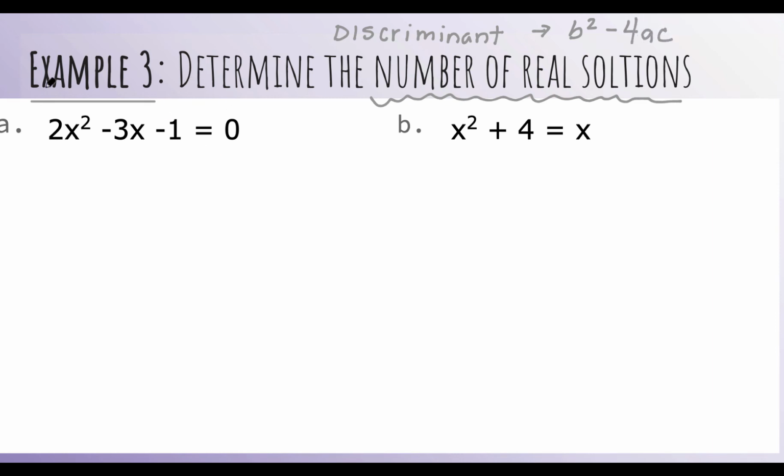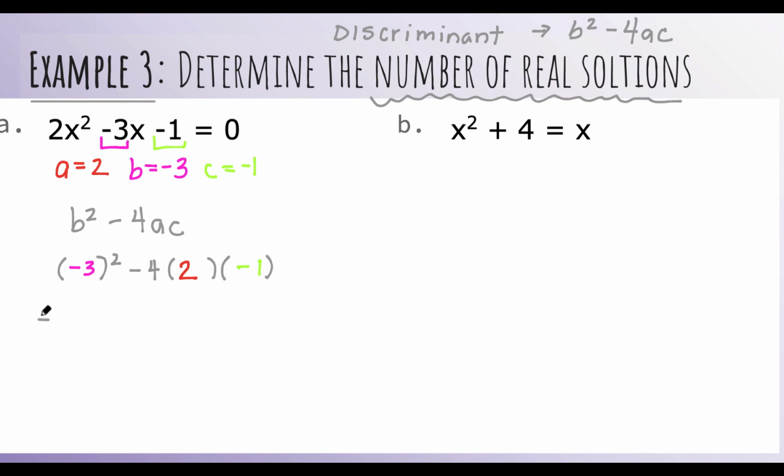So let's look at this example here. Here's our quadratic, 2x squared minus 3x minus 1 equals 0. We can see that it's in standard form, so we're ready to label our a, b, and c. A is equal to 2, b is equal to negative 3. Make sure you take the sign with your coefficient, and c is equal to negative 1. Looking at our discriminant, we said it's b squared minus 4ac. So substituting in what we know, we have negative 3 squared minus 4 times a, which is 2, times c.